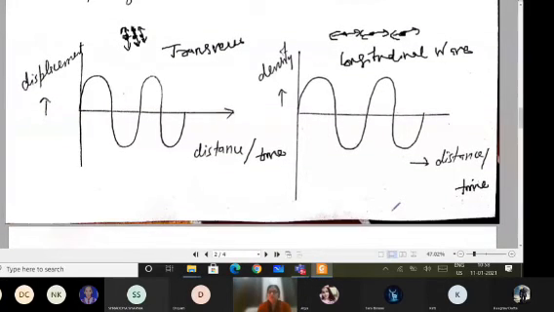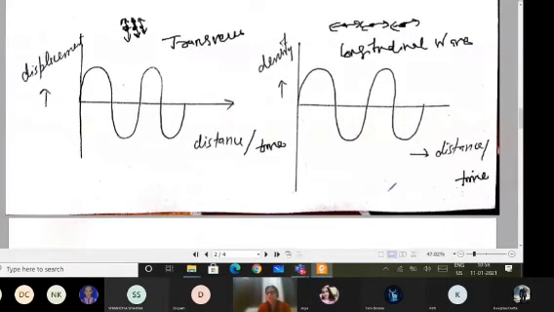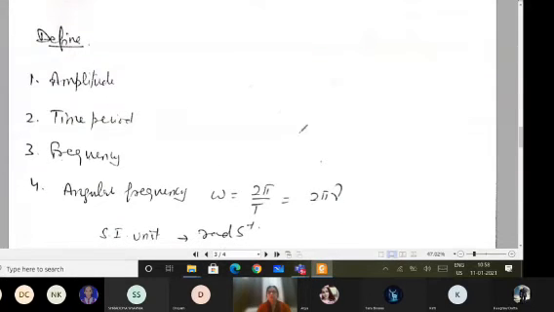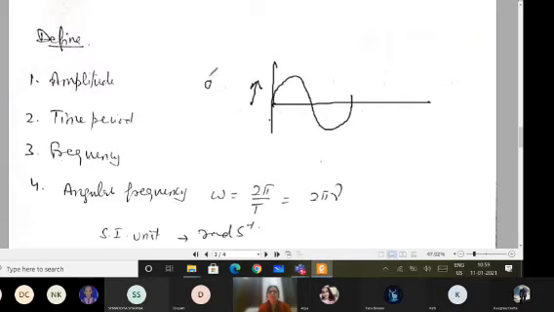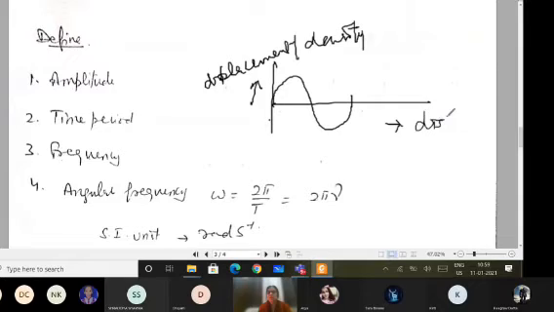So a few definitions we also have to see. These definitions we have even discussed in the oscillation chapter, but now with reference to the wave, I should be able to define these things. Like here, for mechanical waves, I can have the displacement or I can have the density, depending upon longitudinal or transverse wave. And here I am having the distance in the direction of propagation.